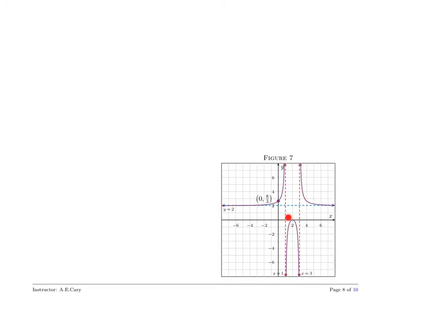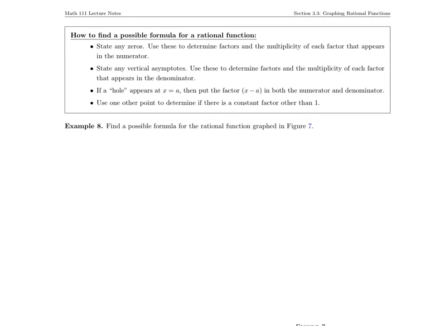We happen to have one right here at x is equal to 2. So I'm going to write that up here. For my zeros, we have one at x is equal to 2. Now, if I take a look at my first bullet point, it says state any zeros, which we just did. Use these to determine factors and the multiplicities. So the factor for this is when we try to set this equal to 0. If I subtract 2 on both sides, I can say that my factor for this is x minus 2. And then I want to take a look at the multiplicities.